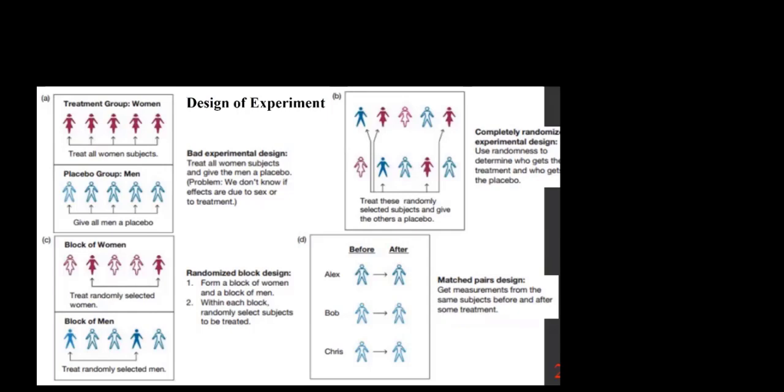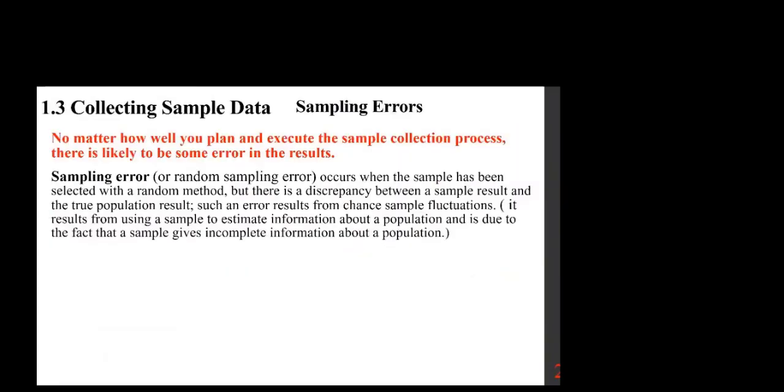Now I'm going to look at the last page that I want to discuss for you today. So here we go. No matter how well you plan and execute the sample collection process, there is likely to be some error in the results. A sampling error or random sampling error occurs when the sample has been selected with a random method, but there is a discrepancy between a sample result and the true population result. Such an error results from chance sample fluctuations. It results from using a sample to estimate information about a population and is due to the fact that a sample gives incomplete information about a population.